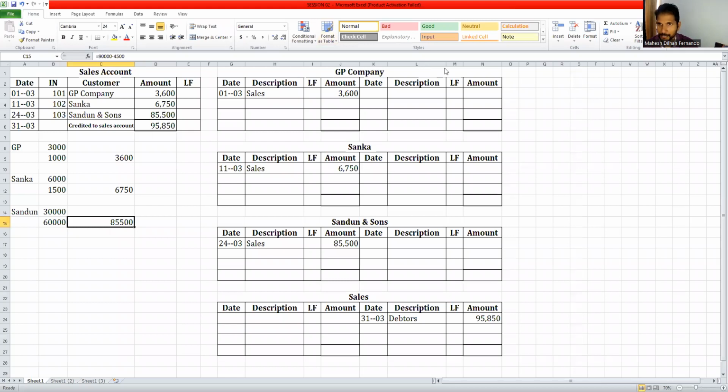And the total, the addition, is 95,850. And we have to credit that to the sales account on the same day, 95,850. Are we clear? Great. Now, please move to the next one.